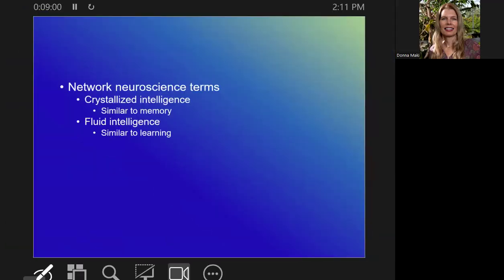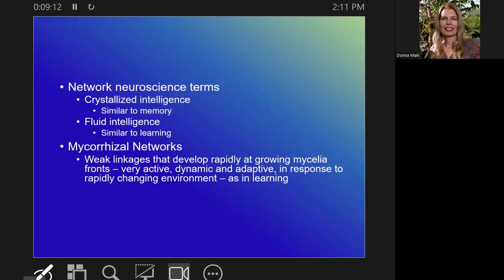In this chapter, she talks about crystallized versus fluid intelligence and gets into how the mycorrhizal network displays both of those. And so she says, they can see that there's some networks that have weak links that are growing very rapidly, and they're very dynamic and they can change very rapidly. And so she's making the analogy that's similar to the learning process in animal and human brains. So that's like the fluid intelligence.